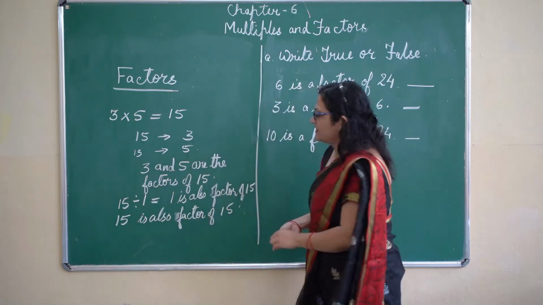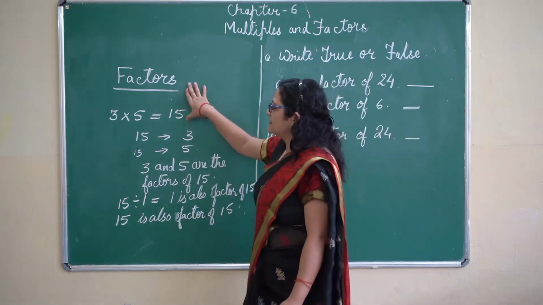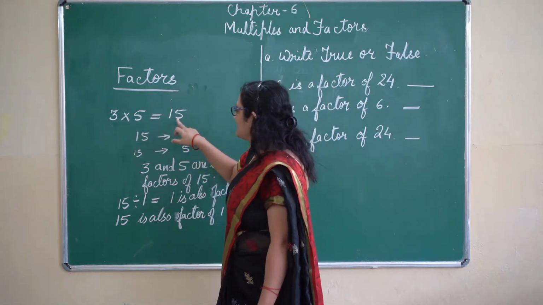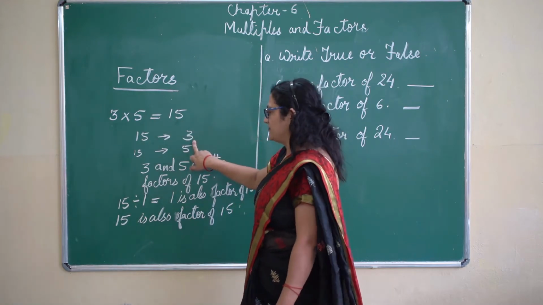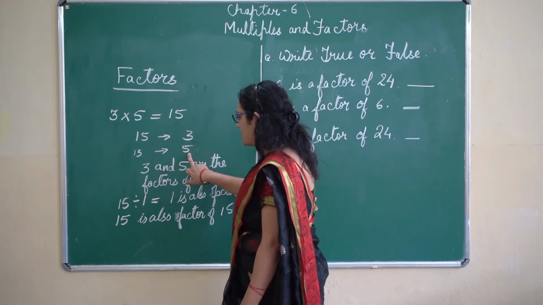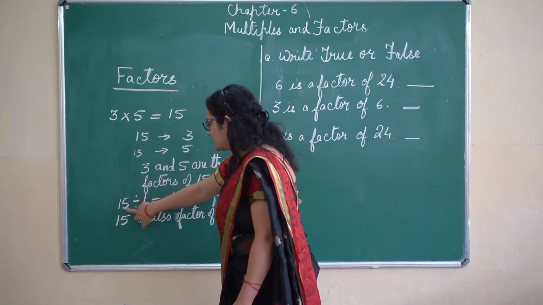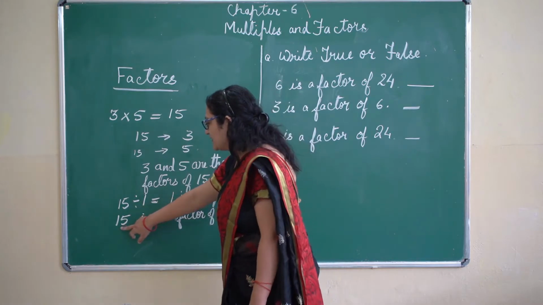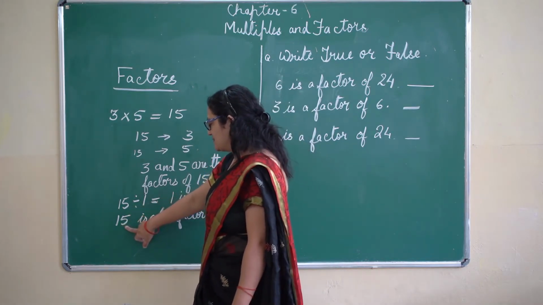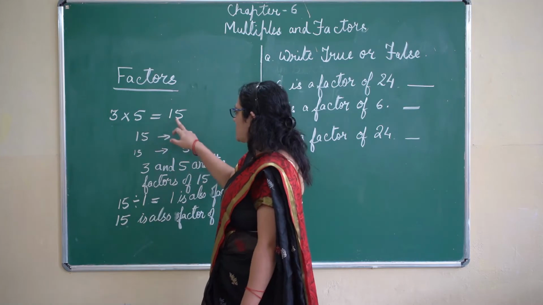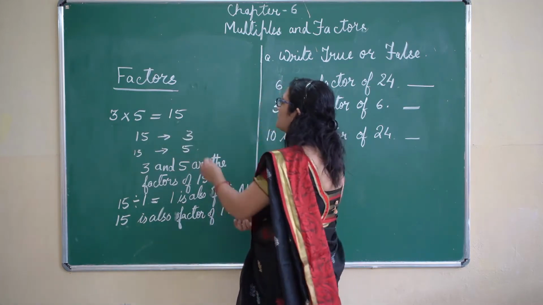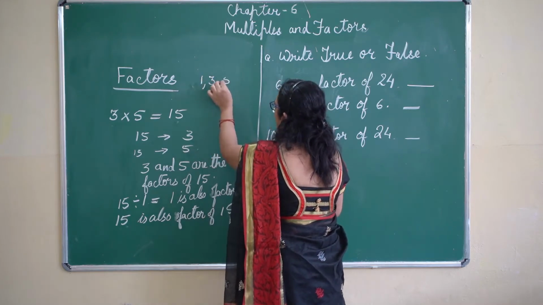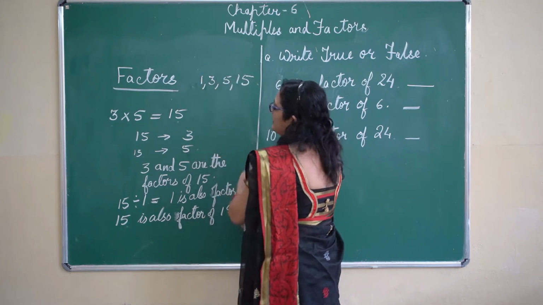Okay, once again I will explain. Factors means if I take as an example 3 multiplied by 5 is equal to 15, means 15 is exactly divisible by 3 as well as 5, and 15 is also divisible by 1. Any number is divisible by 1 and the number itself. Okay, so the factors of 15 are 1, then 3, then 5 and 15 itself.